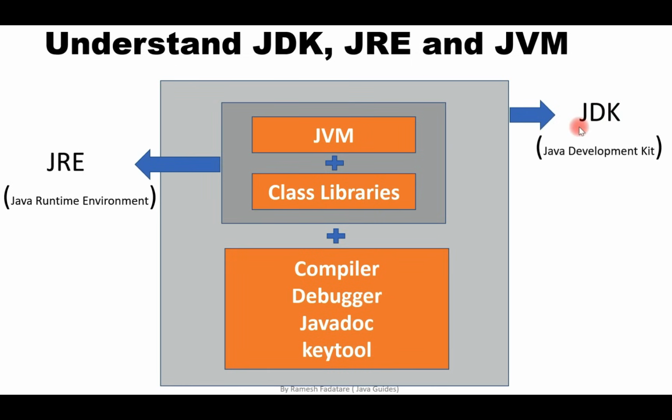So just remember, JDK we use to develop and run Java programs because JDK contains a JRE plus compiler, debugger, javadoc and keytool, and JRE we use only to run Java programs or Java applications because it doesn't have a compiler, debugger or javadoc keytool to develop Java programs or Java applications. So whenever you want to run only Java programs, you can use JRE. If you want to develop and run Java programs, then you have to use JDK.